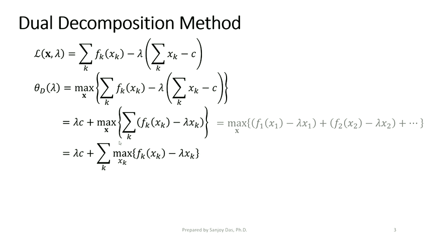which is equal to, as you can see here, this f1(x1) minus lambda x1 can be maximized separately with respect to x1. This f2(x2) minus lambda x2 can be maximized separately with respect to x2 and so on. Okay, so I bring the maximization inside. So we have theta d(lambda) equals lambda c plus summation of each of these maxima. Maximum of fk(xk) minus lambda xk.